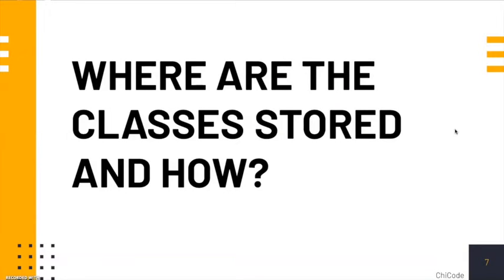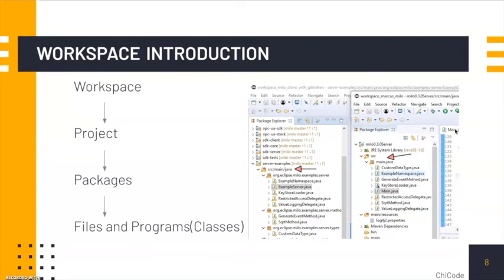Now, you've heard me say classes and you've heard me talk about objects. Where are these classes and objects stored, and how are they stored? Now, I want to give you a workspace introduction. So this is on your Eclipse IDE, your whole layout of all the code and the different organization methods there are. So first of all, your entire workspace is called WORKSPACE. Then inside your workspace, you have something called a project. For example, this is a project, this is a project. All these folders that you see here are projects.